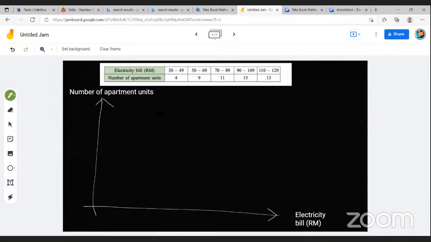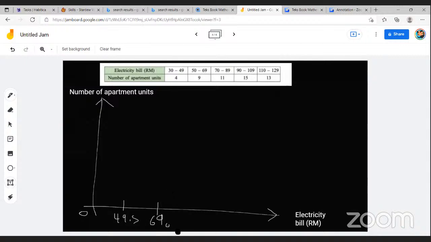So in this case, we want to find the number of apartment units that have a certain electricity bill. Basically this is talking about the electricity bill of different apartment units. That's what the question is all about. So we want to construct an ogive. For an ogive, we take the upper boundary and write it down here, 49.5, for example. Then you keep doing this for the other classes.